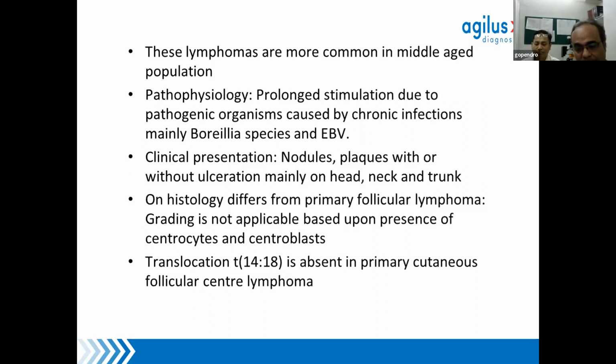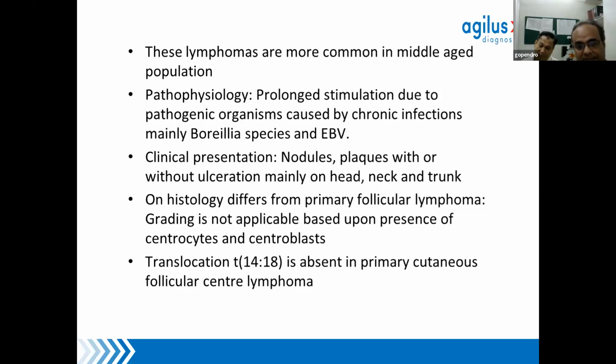Main is how do we distinguish it on histology from a primary follicular lymphoma. Similarly, we'll be seeing either a follicular pattern, a nodular, or a diffuse pattern. But here, like centrocytes and centroblasts, we will be seeing those as illustrated by Dr. Gopendra in the image. But here we don't grade the lesion. Like in a follicular lymphoma, we do grade 1, 2, and 3 based upon the presence of centrocytes and centroblasts. That doesn't have a bearing on the prognosis here.